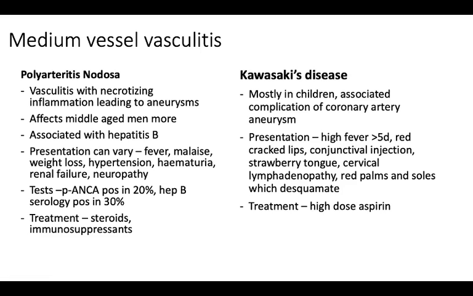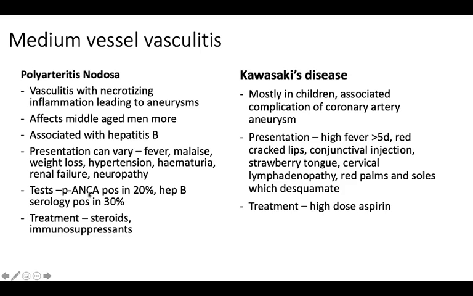In terms of presentation, it can vary, it can be quite vague, so patients might present with fever, malaise, weight loss, hypertension because of the vessel involvement, and they can also have hematuria, renal failure, neuropathy. So remember hematuria, remember renal failure, neuropathy, and Hep B. In terms of tests, okay, so a good way to differentiate, well, actually, that's for the next slide.